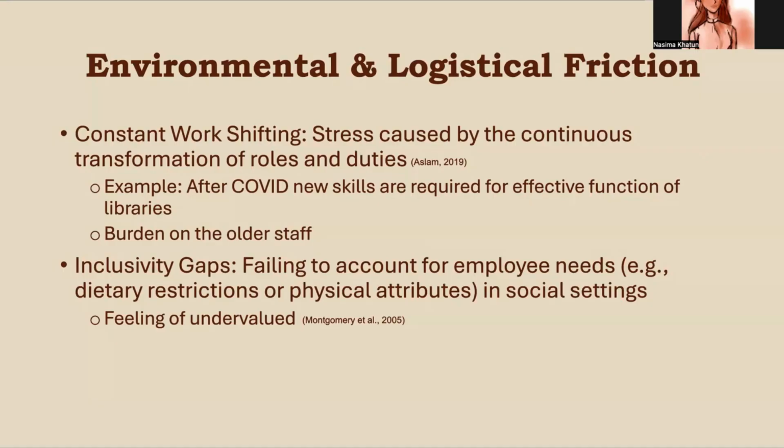Additionally, employees may feel undervalued if their workplace does not consider their needs, such as dietary restrictions, accessibility, or physical accommodations. These factors can impact morale and contribute to workplace tension. So these are some sources and types of conflicts.